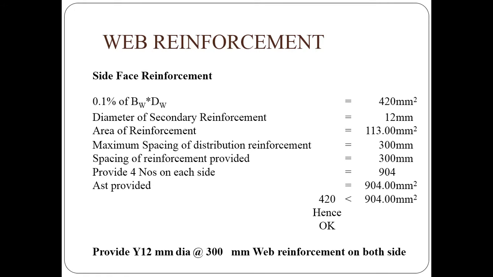Web reinforcement, side face reinforcement: provide since the depth of the girder is more than 700 mm, hence 0.1% of the breadth of the web and depth of the web equal to 420 mm square. Diameter of the secondary reinforcement is 12 mm. Area of reinforcement is 113 mm square. Maximum spacing of distribution reinforcement 300 mm. Spacing of reinforcement provided 300 mm. Provide 4 numbers on each side, so hence 904 mm square. So AST provided is 904 mm square, hence okay. Provide 12 mm dia bars at 300 mm web reinforcement on both sides.